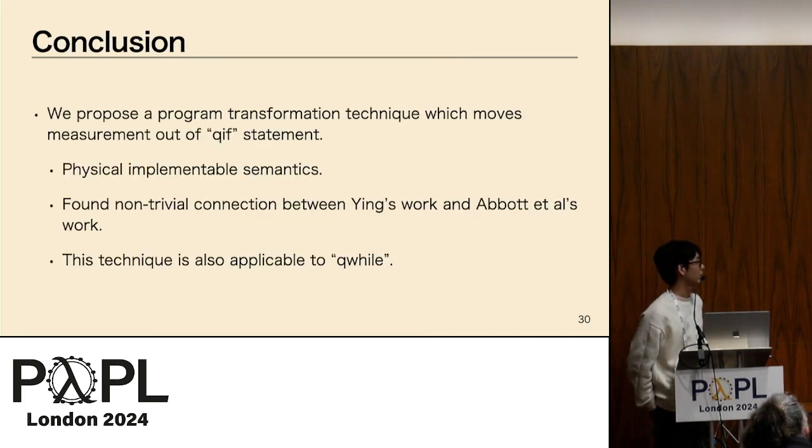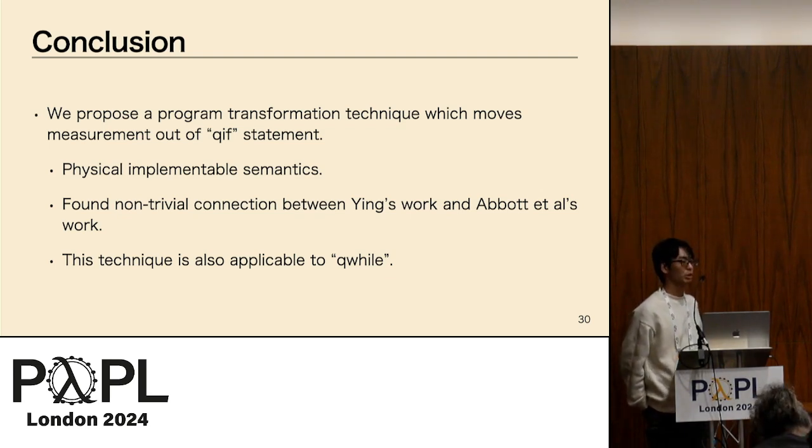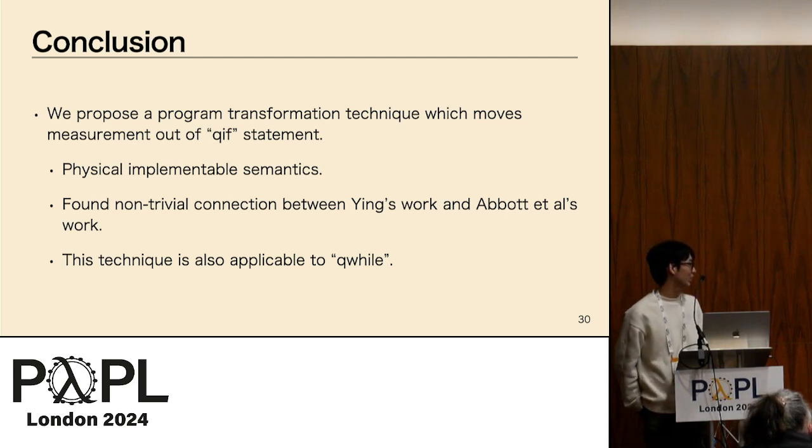Right, let me summarize our proposal. We propose a program transformation technique which moves the measurement inside a quantum conditional to the outside. What we get is physically implementable semantics, and we found a connection between Ying's work and Abbott's work, which is non-trivial. We have also shown that our technique can also apply to quantum while.